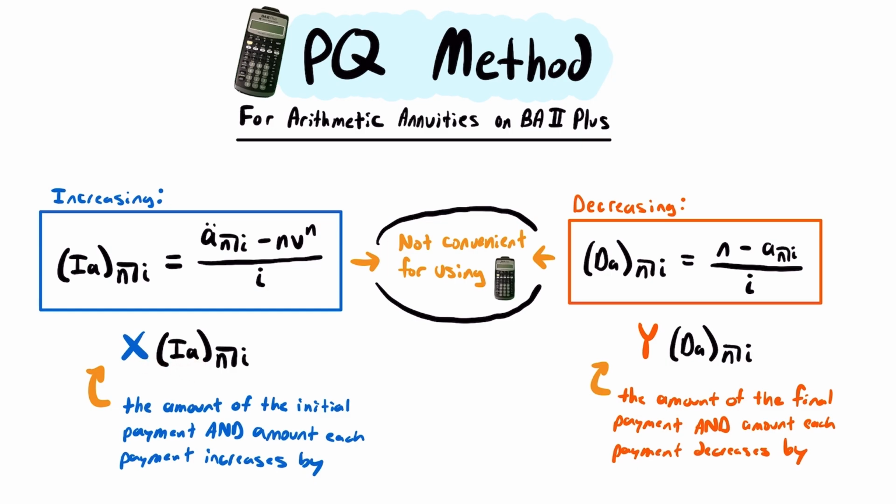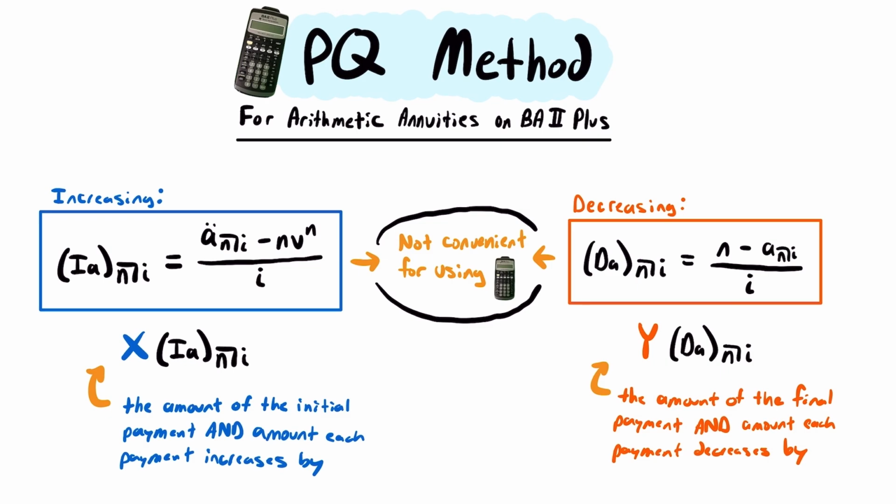In the same way, for an arithmetic decreasing annuity, the number you multiply by that notation, in this case I'm representing it with y, the value of y has to be the amount of the final payment and the amount that each payment decreases by. So for example, if we let y equal 100, then what that would represent is an annuity where every payment decreases by $100, and the final payment of that series is an amount of $100. Okay, that is what that would represent.